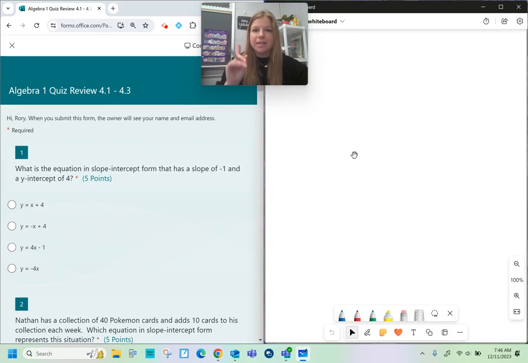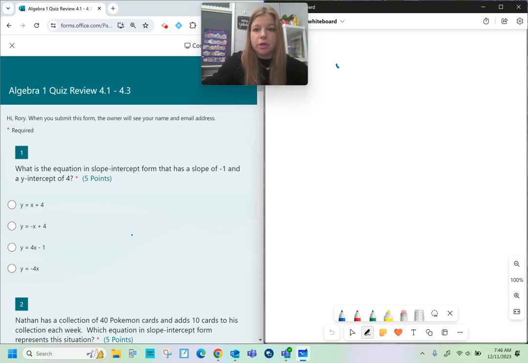Hey everyone, let's take a look at this quiz 4.1 to 4.3 review, which is all about slope-intercept form and point-slope form. Okay, let's take a look. First question, what is the equation in slope-intercept form that has a slope of -1 and a y-intercept of 4?